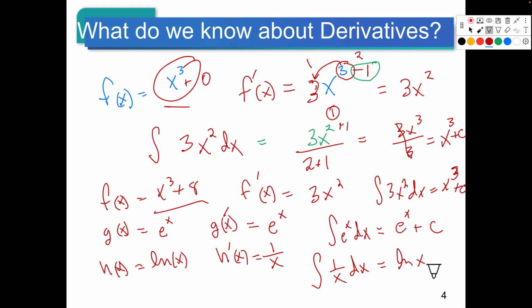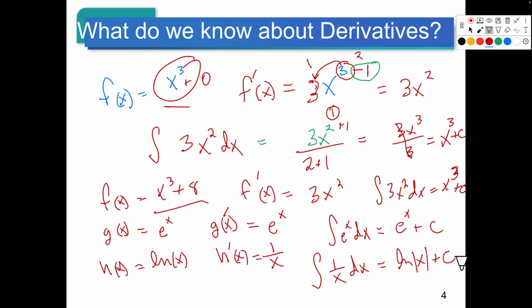I guess we could put absolute values here, and the only reason we do that is because x could be a negative number, right? And you can't put negative numbers into the natural log. So we do that. But I missed one thing, plus a c, because there could be a constant.